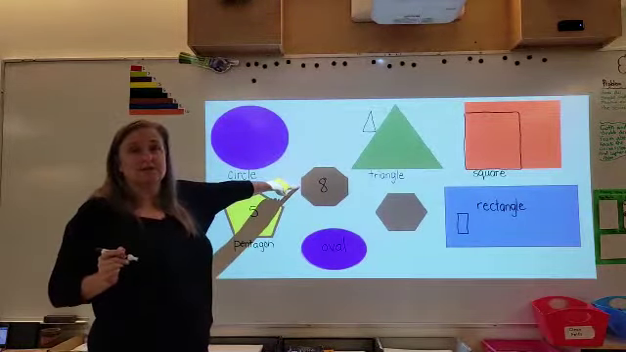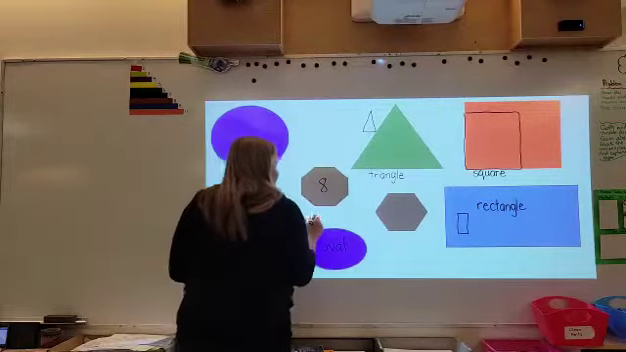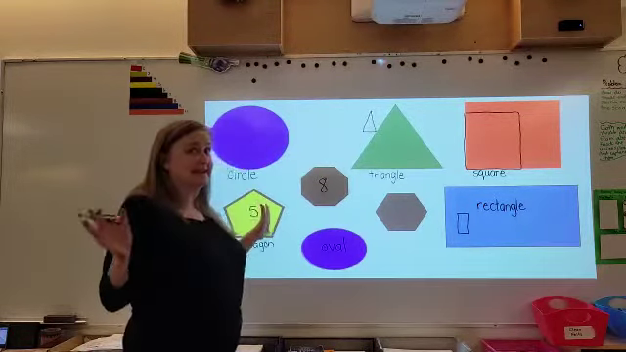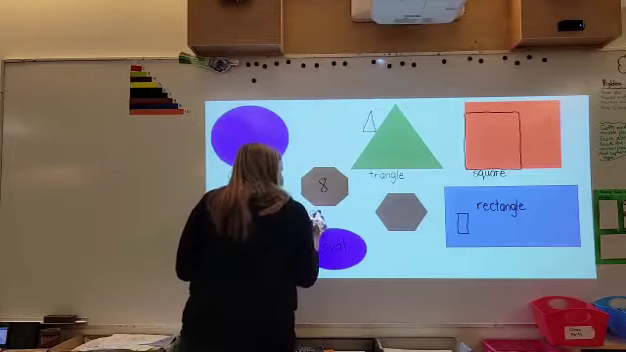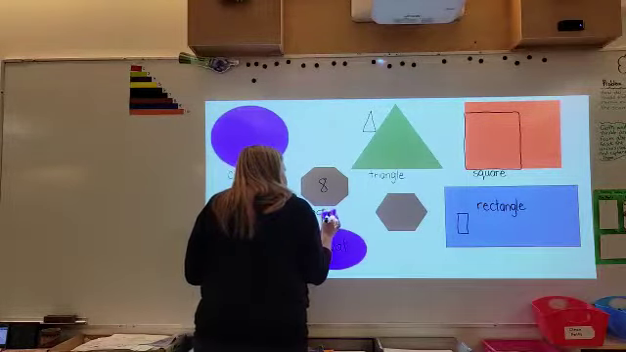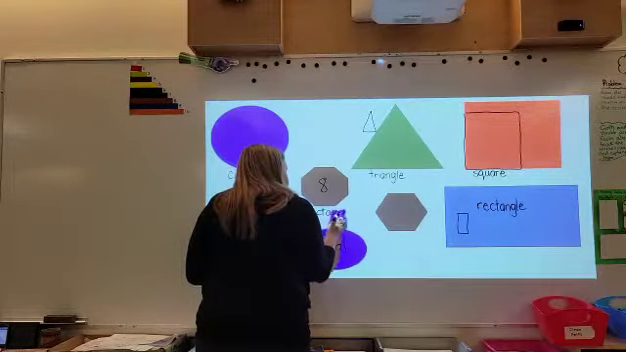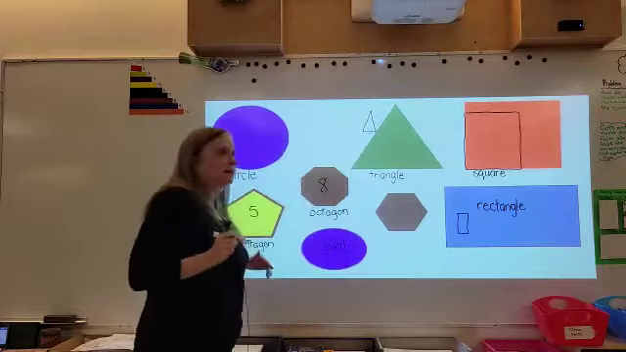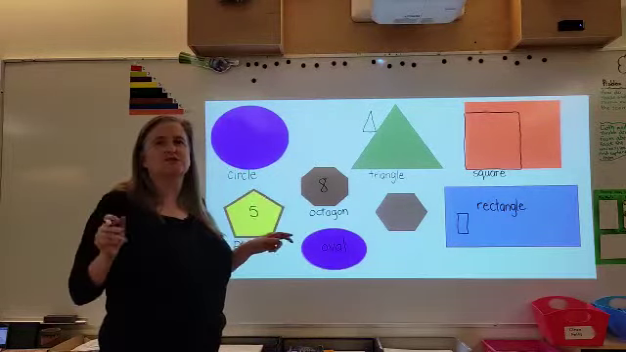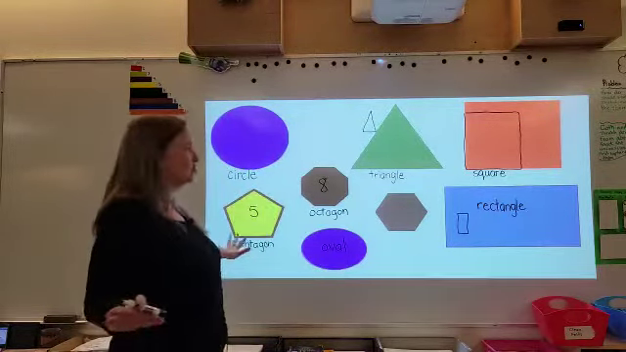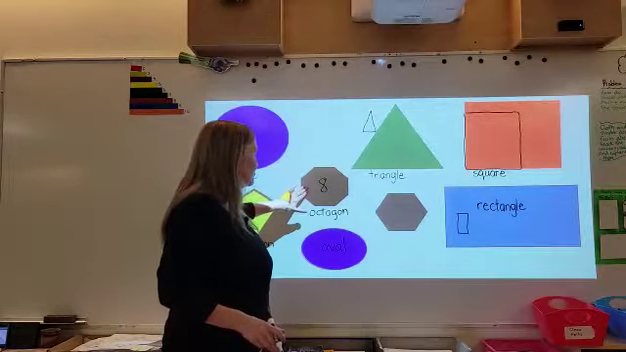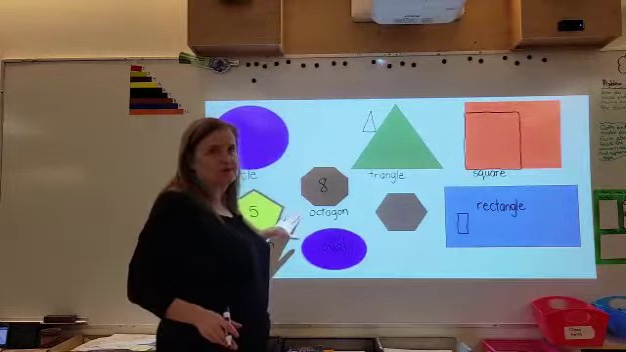This one is called... It's kind of like an octopus, because an octopus has 8 legs. So it starts the same. Do octopus have legs or arms, boys and girls? Let's call them tentacles. Okay. Octopus have 8 tentacles. Okay, so an 8-sided shape is called an octagon.